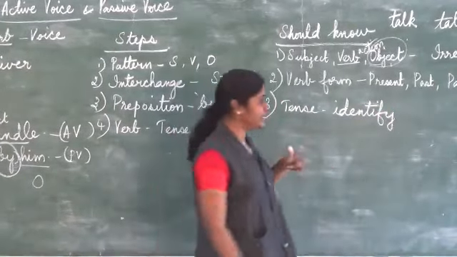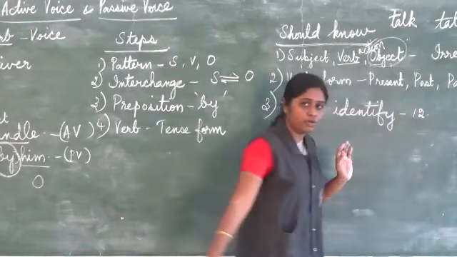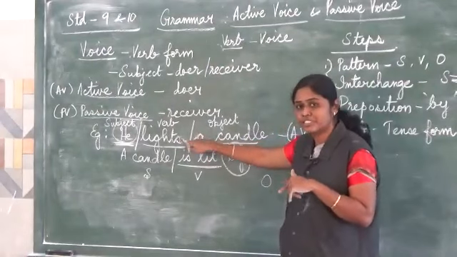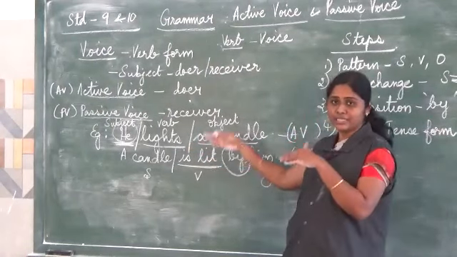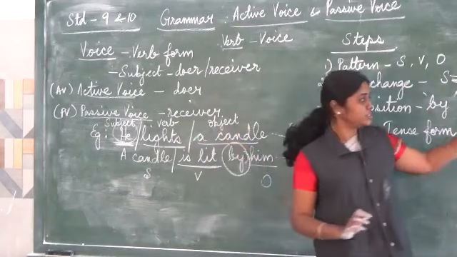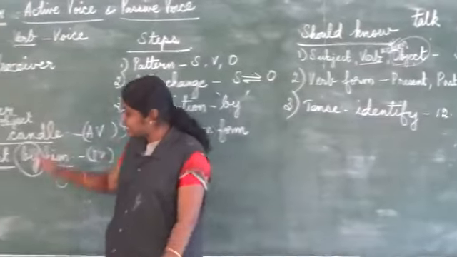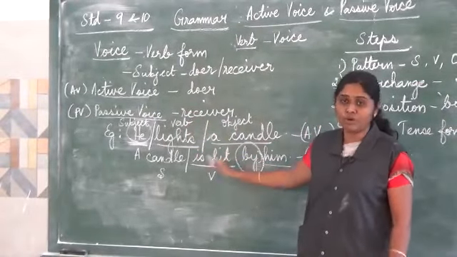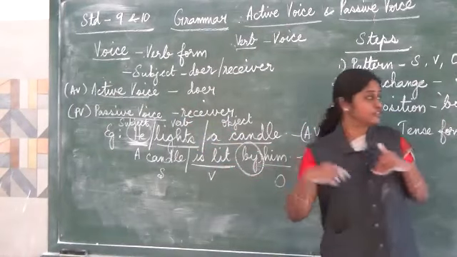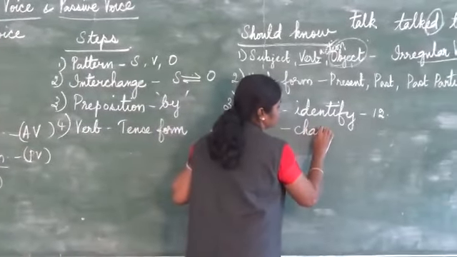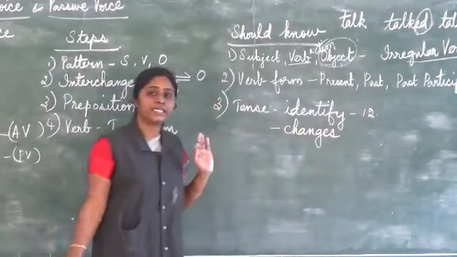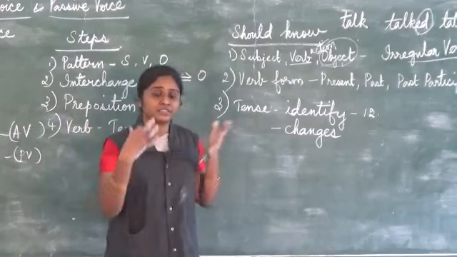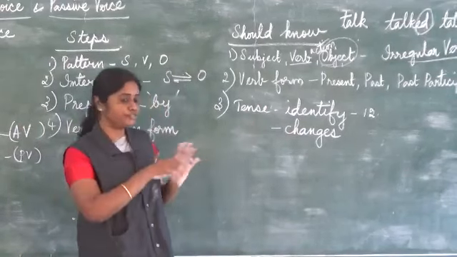How many tenses are there in English? You have 12 tenses. Only if I am able to identify that this word is in simple present form, I will be able to write the corresponding tense for the passive voice. So first of all, you should be able to identify the tense, and the second thing is, for the simple present, what is the corresponding form for passive voice. So the changes in tenses also you should know. Clear? So this is the next thing you should know before you practice transforming a sentence from active to passive or passive to active.